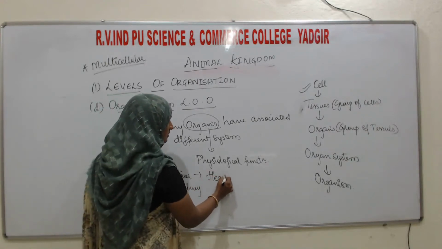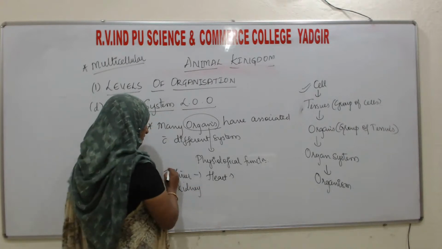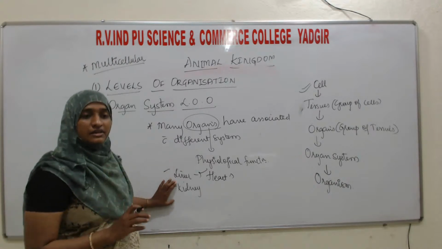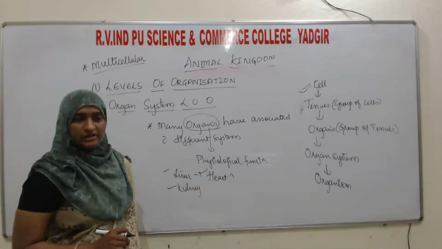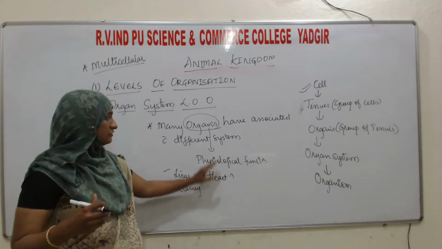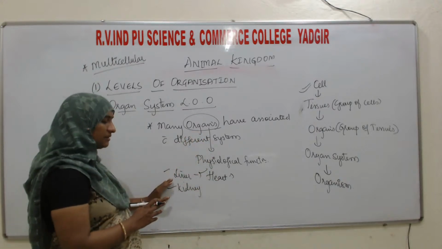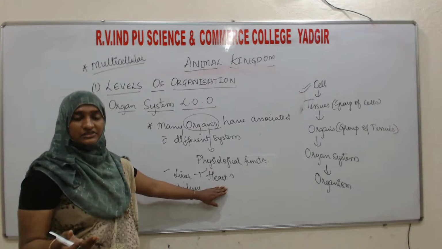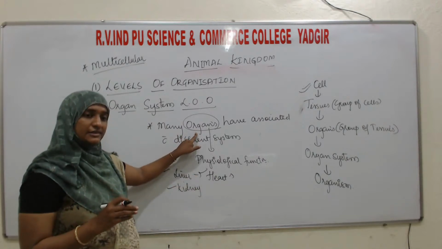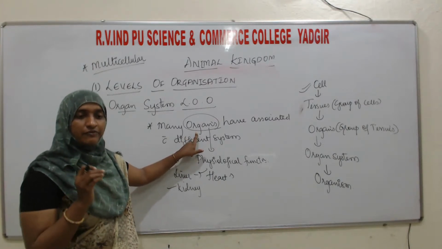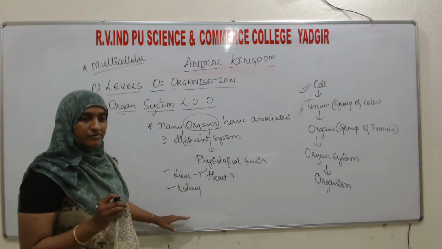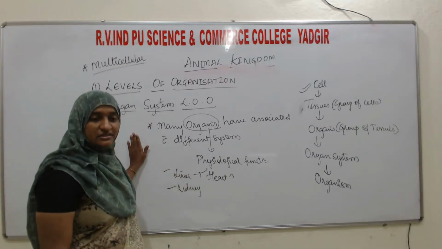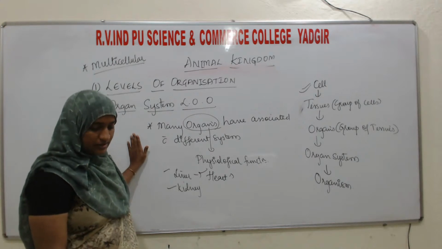Then the heart performs circulation. See here, the liver comes under the digestive system, the kidney under the excretory system, and the heart under the circulatory system. All these systems are associated with organs. If such animals exhibit such systems and perform their various specific physiological functions, then we can say they exhibit the organ system level of organization. And what are the phyla here?